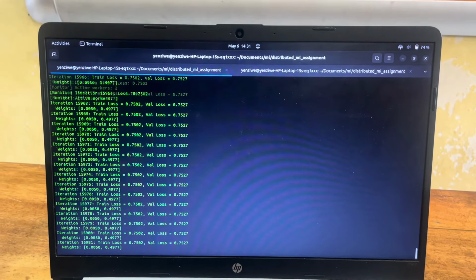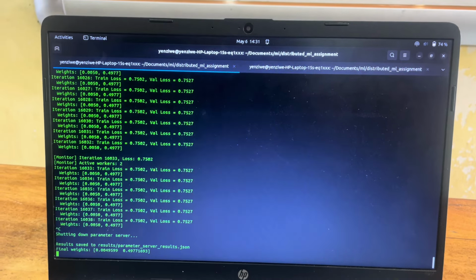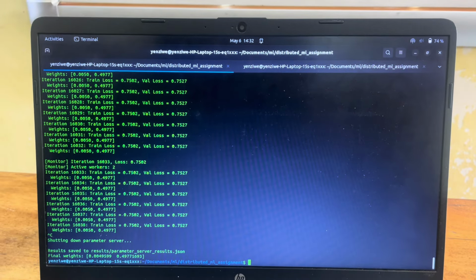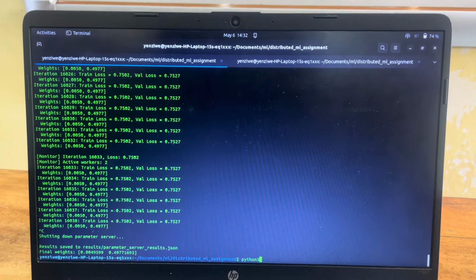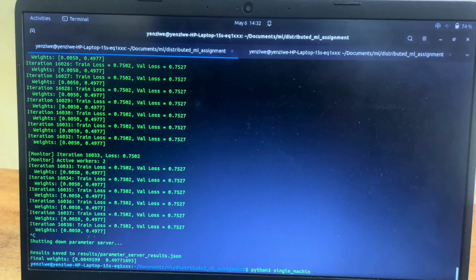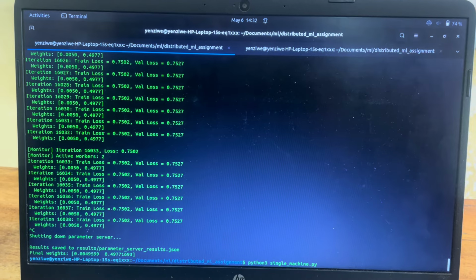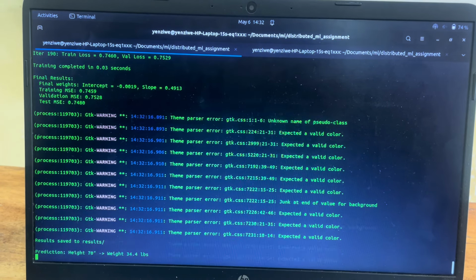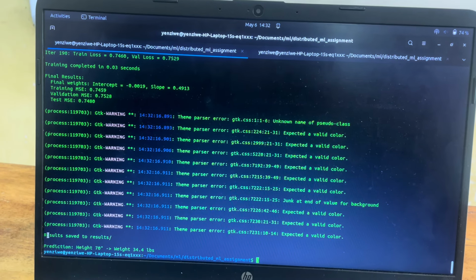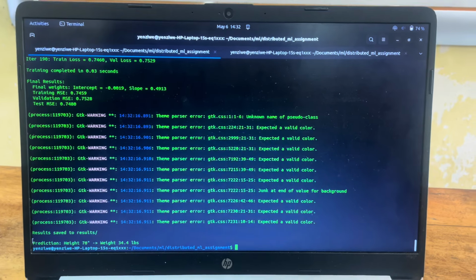So now we are going to demonstrate the single machine. As you've seen the distributed one, we are going to stop the parameter server, and then we are going to write python3 single_machine.py to run the script that will train based off of one single server. As you can see, it is running, and then the results are saved. The results are saved in a comparison.